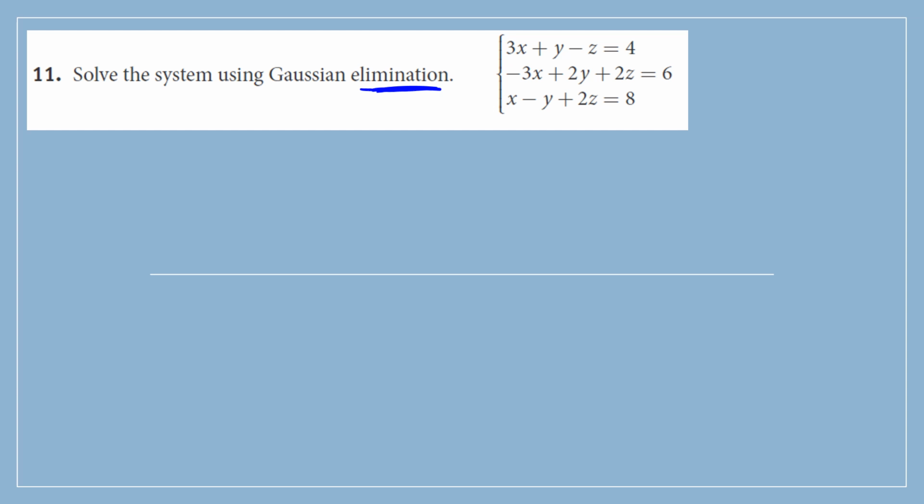So the idea is we want to take two equations at a time and eliminate one variable, right? We can see pretty easily that if we take the first two equations, we can eliminate x right away. So let's take 3x plus y minus z equals 4, and negative 3x plus 2y plus 2z, got to keep them lined up, I'm a little out of line here, equals 6.